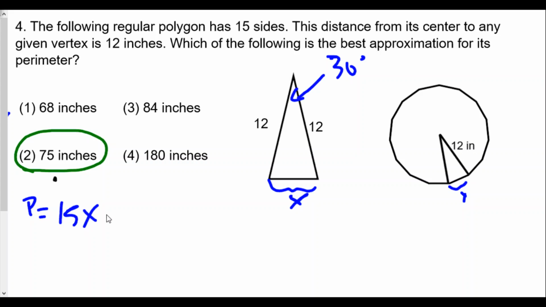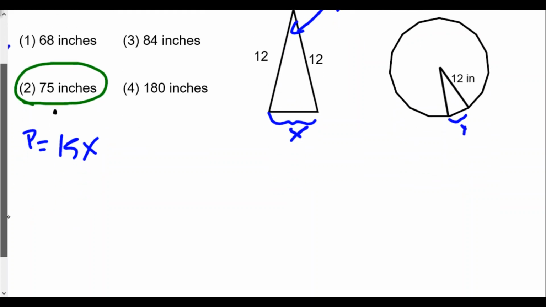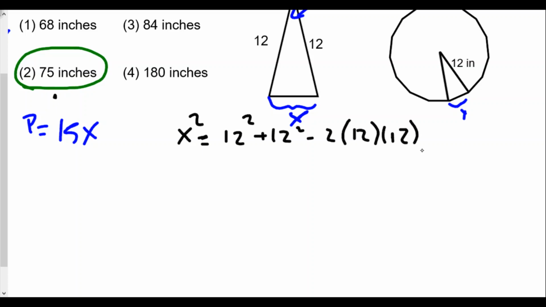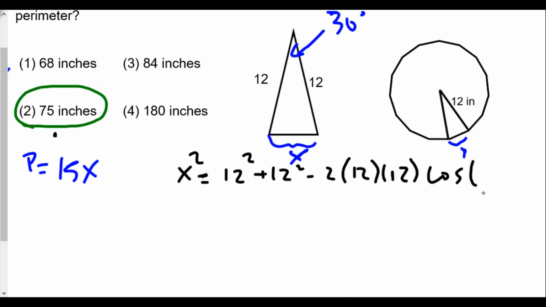And so we're going to find this using the law of cosines. If you forgot, it's been a while. The law of cosines gives us the following formula: x squared is equal to the measure of each of the sides next to it, squared, so 12 squared plus 12 squared, minus 2 times the measure of two sides, 12 times 12, times the cosine of the angle included in between. That's the cosine of 30.